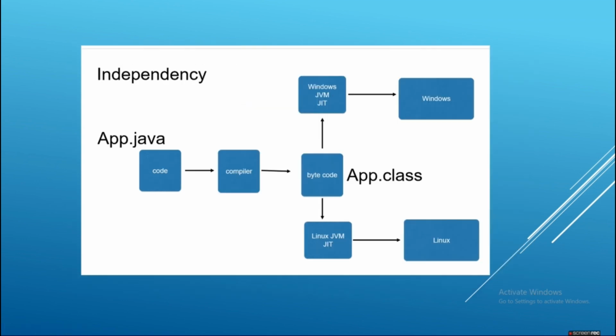But when it comes to Java, the compiler converts the source code into bytecode, which is an intermediate code, that is the app.class file. And this intermediate code will run on any machine, provided that JVM for that machine is installed in that system. As you can see, for Windows, JVM for Windows needs to be installed. For Linux, JVM for Linux needs to be installed. And this bytecode will run on any machine.